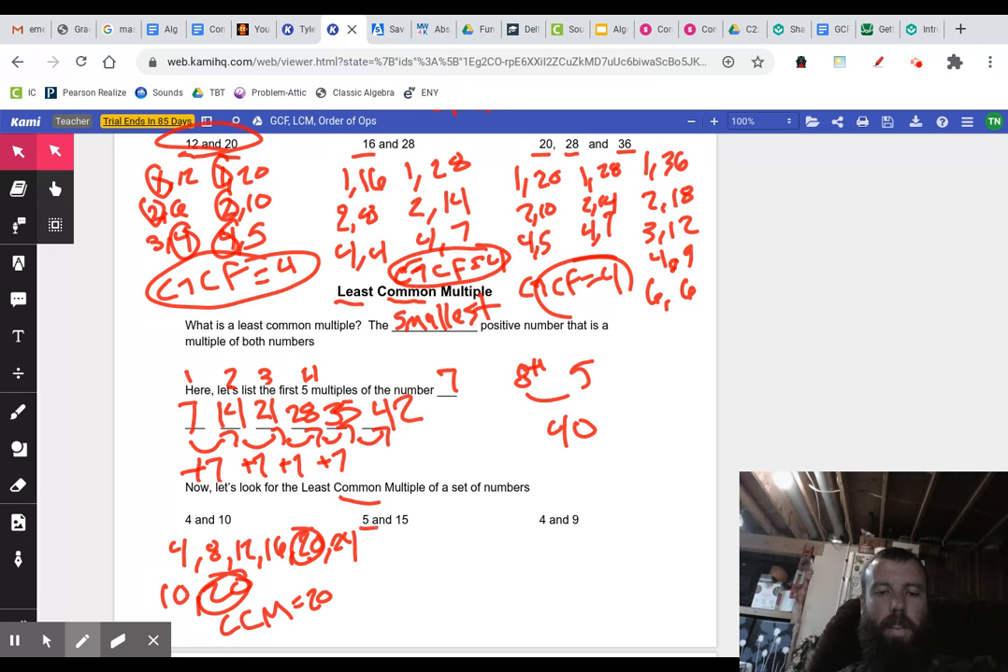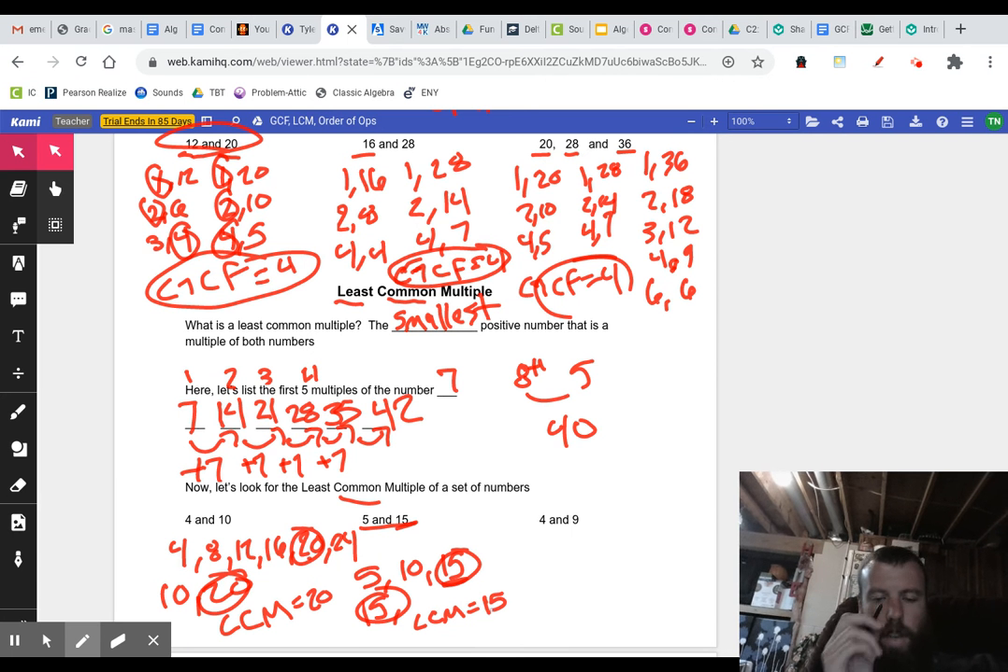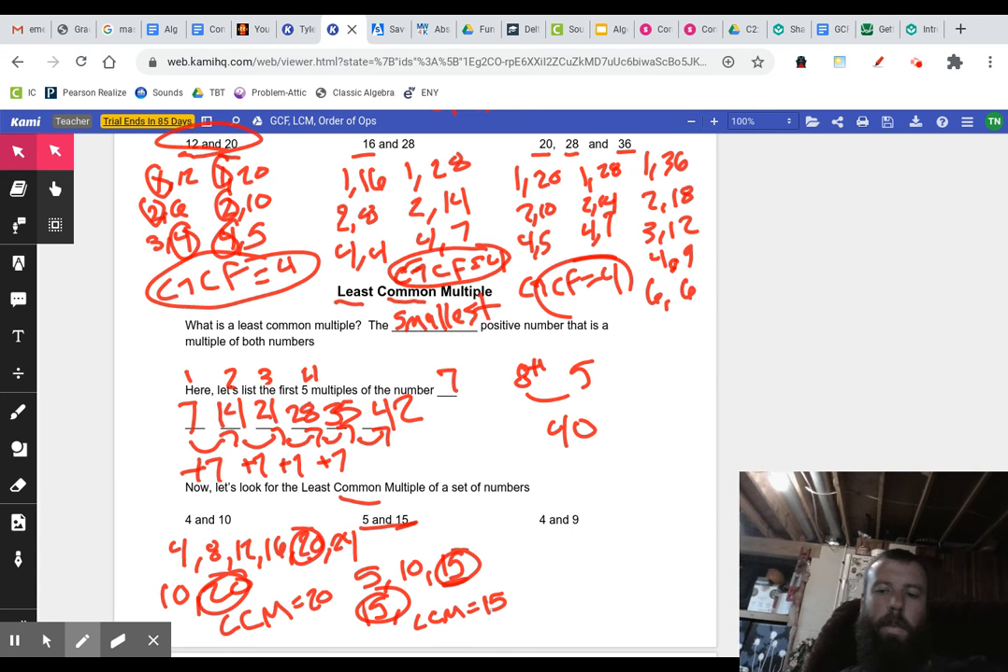Least common multiple of 5 and 15, right? So what if I list out 5's: 5, then 10, then 15? Well, wait, I can stop. 15 is my next number, right? If I start my next list, 15, do I even need to do my second multiple of 15? No. The least common multiple of 5 and 15 is 15, right? 5 goes into 15. You might have noticed that right before I even got to it.